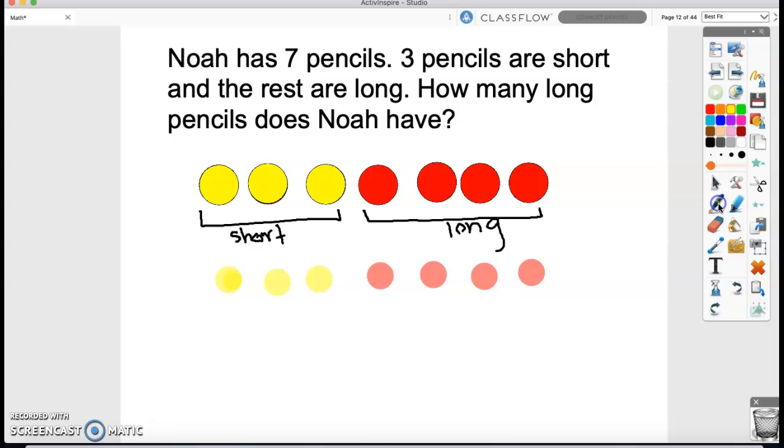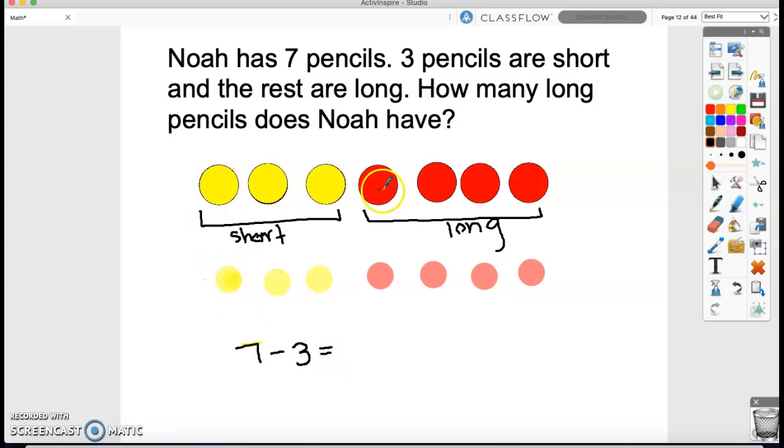So let's write a number sentence. And we're going to start here with what our problem says. It says Noah has 7 pencils. So he started with 7. And I'm looking at 7. I can't have any more than 7. So I know that in order to figure out how many long pencils I have, I need to take away my short ones, minus 3. And that's going to give me the answer, equals.